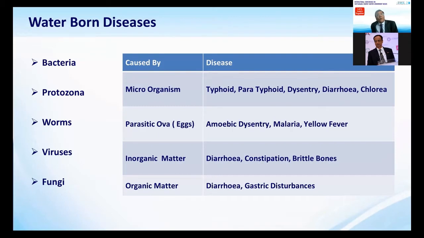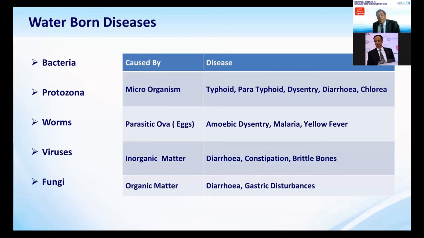Now, these are the waterborne diseases. We have mainly in water the bacteria, protozoa, worms, virus, and fungus, and they create typhoid, dysentery. You can see amoebic dysentery and malaria, yellow fever. These are the microbes which are causing the problem in the drinking water.